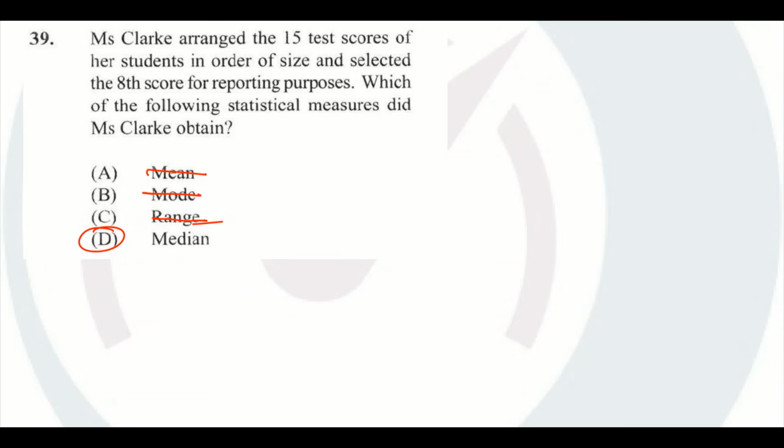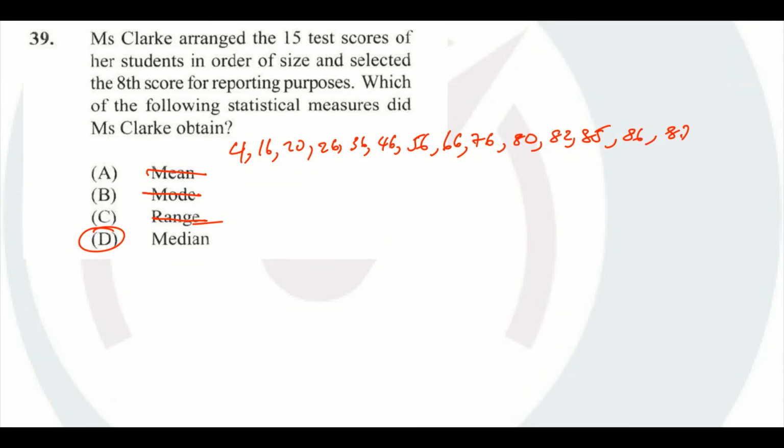And we could test. Suppose we had just 15 random test scores in order from lowest to highest. Let's just say we have 4, 16, 20, 26, 36, 46, 56, just some random test scores, 66, 76. Then we want to go 80, 82, 85, 85, 86, 87, and 90.